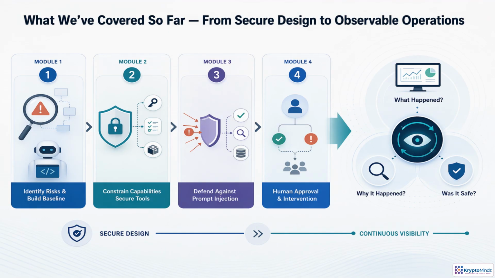Before we move forward, notice the progression. You have identified agent risks, constrained tools, defended against prompt injection, and designed human approval gates. Now we ask the operational question: did those defenses actually work? Module 5 focuses on the traces, events, metrics, and signals that make agent behavior visible and reviewable.